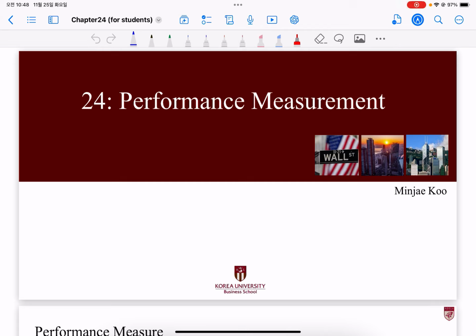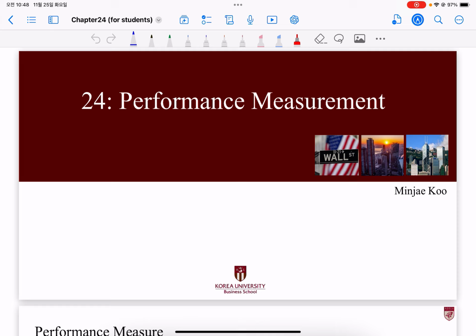Okay, in chapter 24, we are interested in measuring the performance of the company, segments, branch offices, and individuals of each company. So, at the end of the day, the goal of managerial accounting is to not only plan and control, we need to post-evaluate the managers, individuals, employees, and divisions' performances.